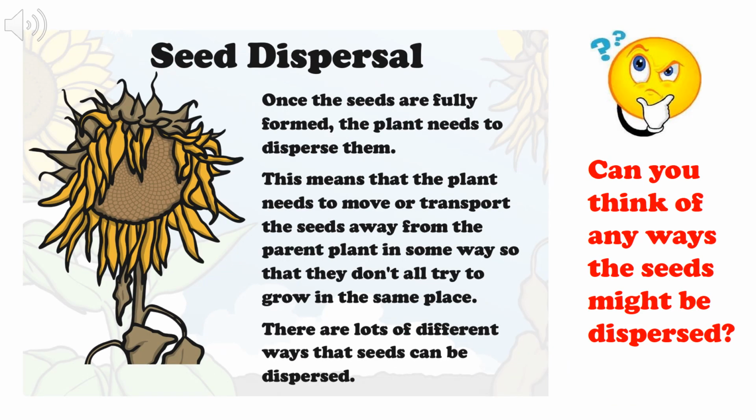Then we have the seed dispersal. Once the seeds are fully formed, the plant needs to disperse them. This means that the plant needs to move or transport the seeds away from the parent plant in some way so that they don't all try to grow in the same place. There are lots of different ways that seeds can be dispersed. Can you think of any ways the seeds might be dispersed?